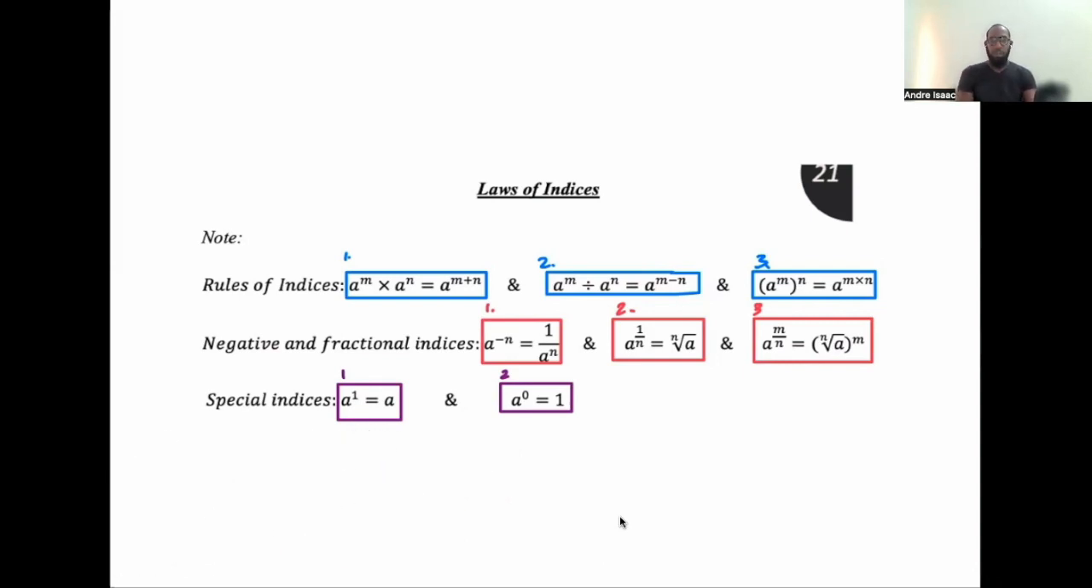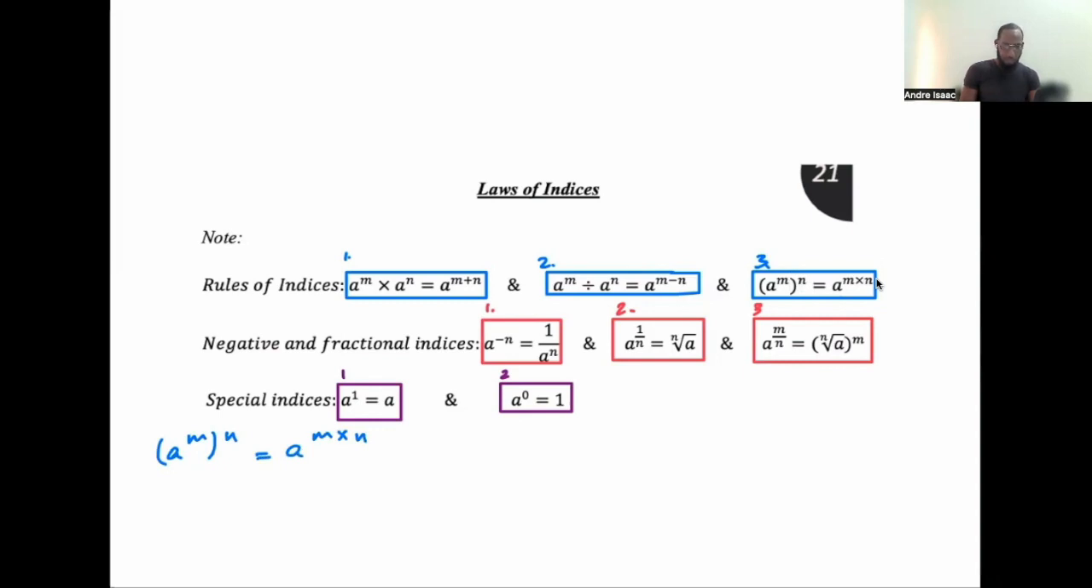Let's deal with 3. We have a to the m in brackets n. So that is a to the m times n, so you're multiplying the powers. So if I have a to the m in brackets n, this is equal to a to the m times n. So let me give you a proper example.